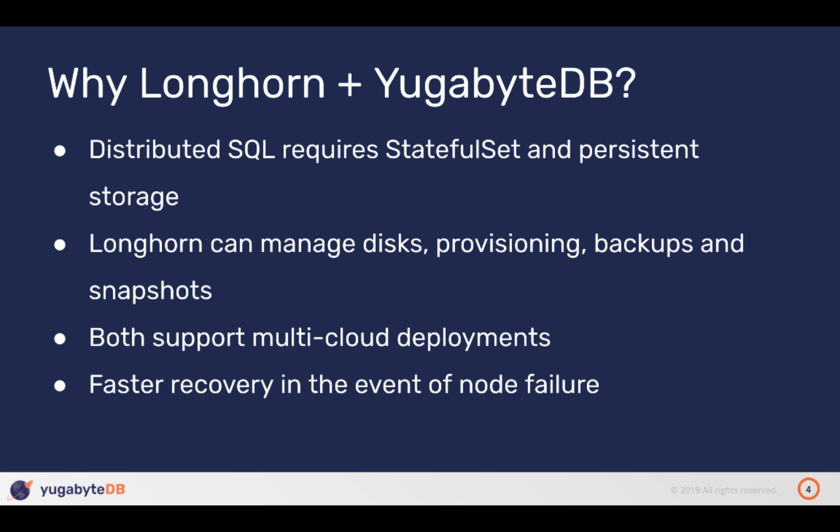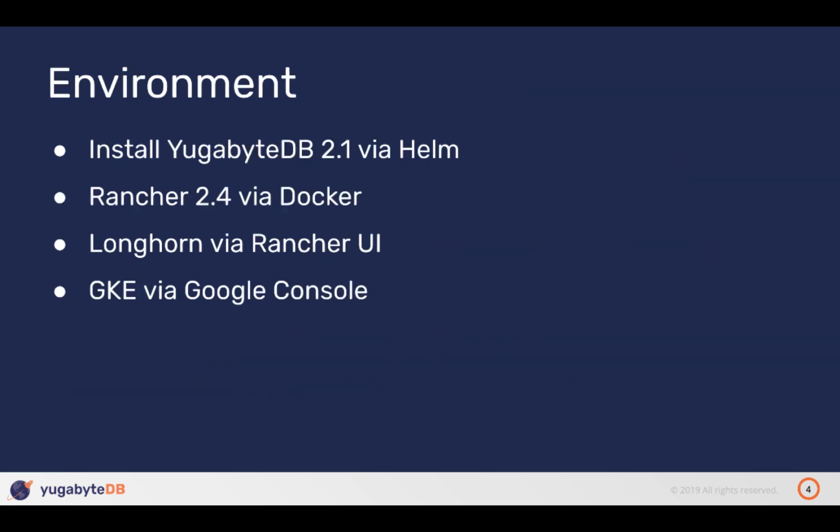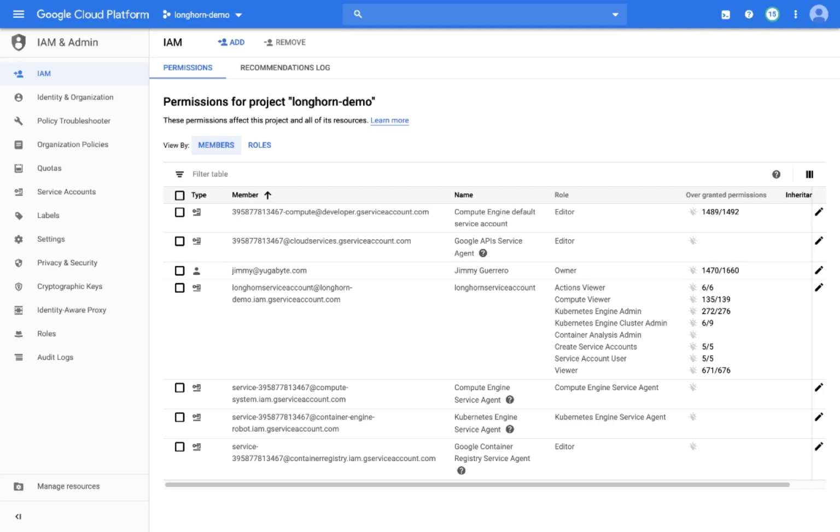All right, so let's take a look at what our demo environment is going to look like for the rest of this video. For the purposes of this video, we're going to install YugabyteDB 2.1 via Helm. We're going to install Rancher 2.4 via Docker, Longhorn via the Rancher UI, and then manage VM instances and Kubernetes clusters via the Google console.